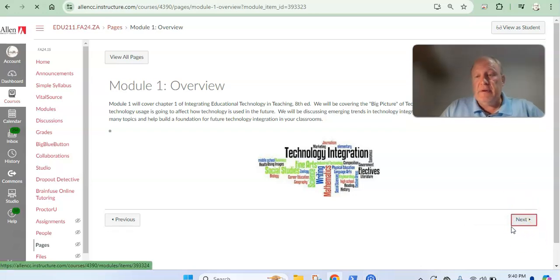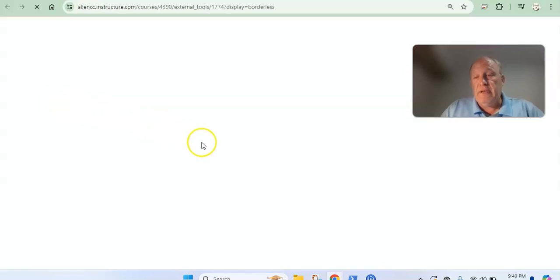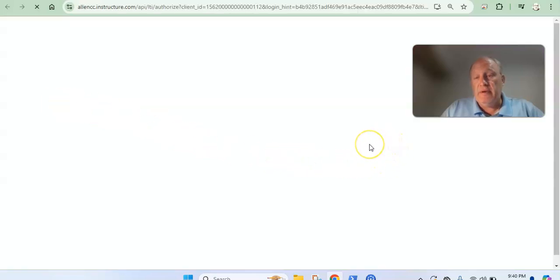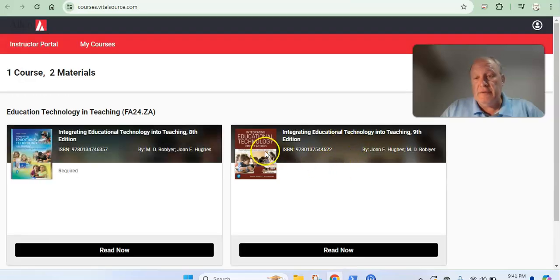The next piece that you'll come to will be your to-do list. And this is something you can print off and check off as you go through it. You'll review the learning outcomes, which are here. You'll read chapter 1 of the textbook. And again, remember, the textbook is in Vital Source. Click on that, and you'll see that it'll show the book. And again, as a reminder, we're using edition 9, which is a red book. That's what this course is built around.